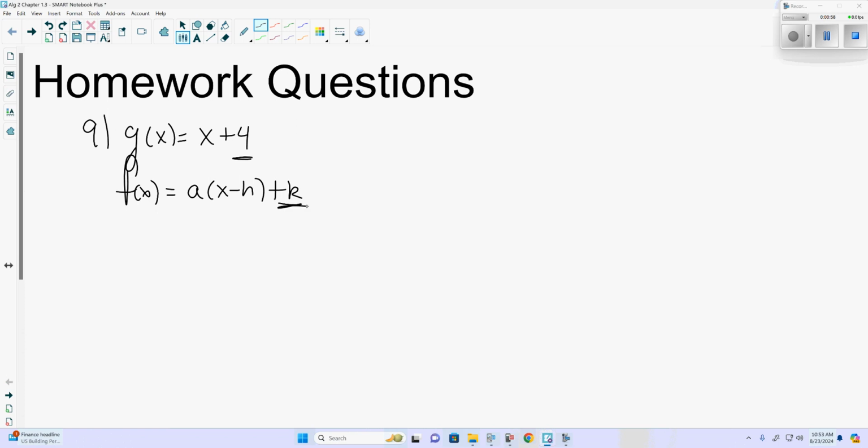Now k is moving it either up or down, and it will be moving 4 units, but which direction is it going to go? It's going to go up, so it would be up 4. It's just up 4. So I put the f of x equals a parentheses x minus h plus k each time just so we can see it.